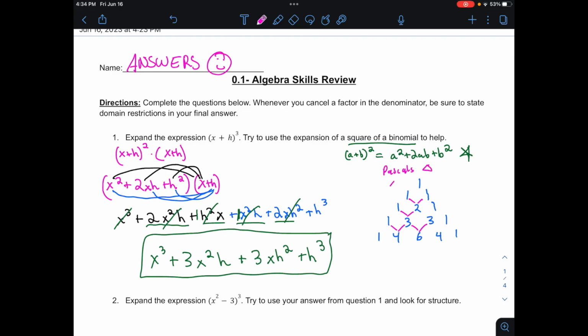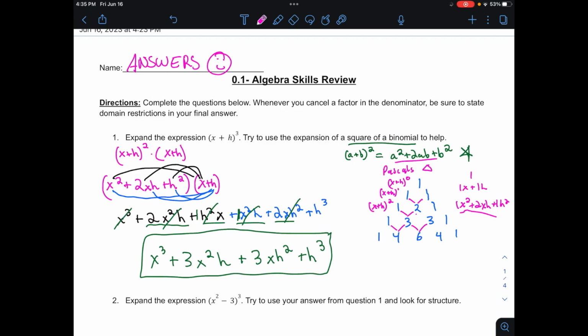So the first one would be (x + h) to the 0, which just gives us 1. The next one would allow us to do (x + h) to the first, which would just give us 1x + 1h. Then (x + h)^2, the square of a binomial, gives us 1x^2 + 2xh + 1h^2. And you'll see that that's exactly the same as just the general square of a binomial.